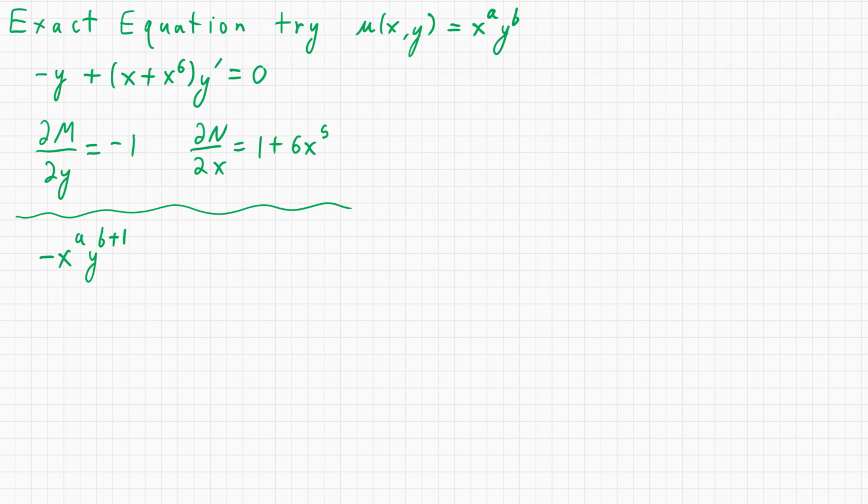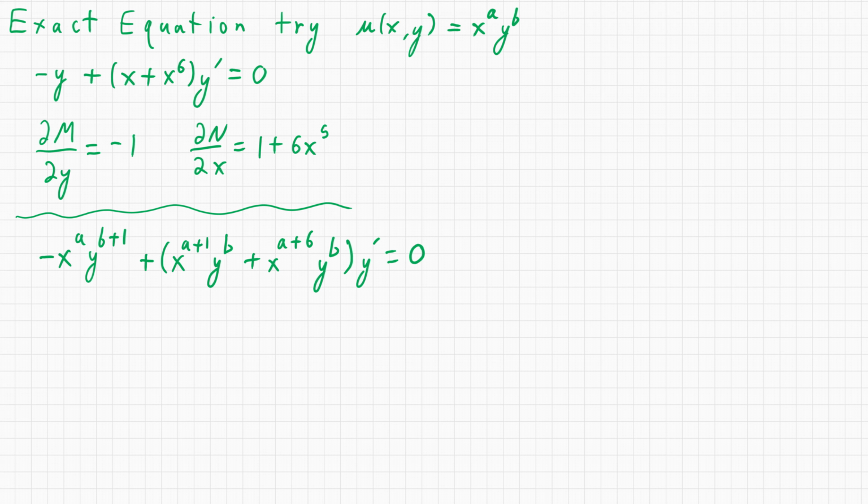And then we have plus, all right, x times x to the a, y to the b, so that's x to the a plus 1 times y to the b, plus x to the a plus 6 times y to the b times y prime equals 0.